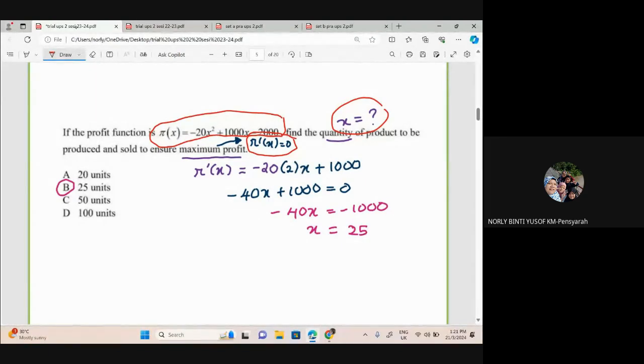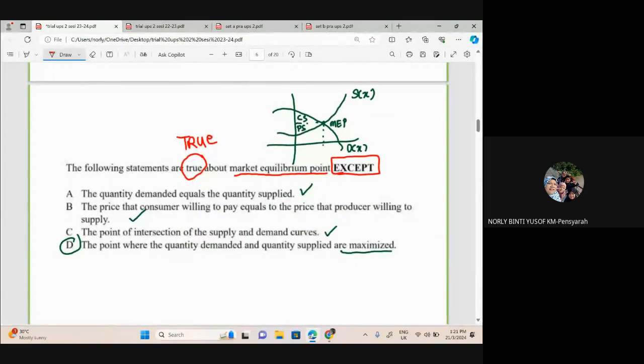Later you will get the value of quantity X. In a multiple choice question, you do not need to do the second differentiation. But in the group assignment it is compulsory, because that is a working step. Here it is not needed because for the choices you just need to find the X value or quantity. So you get 25. Okay.